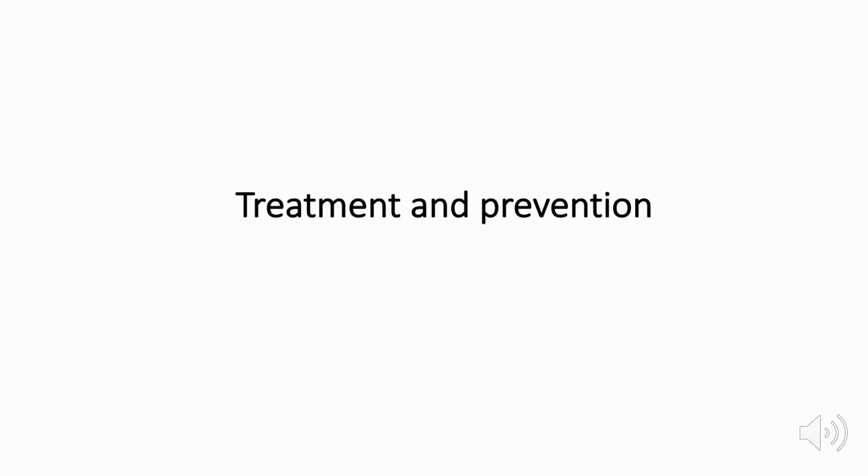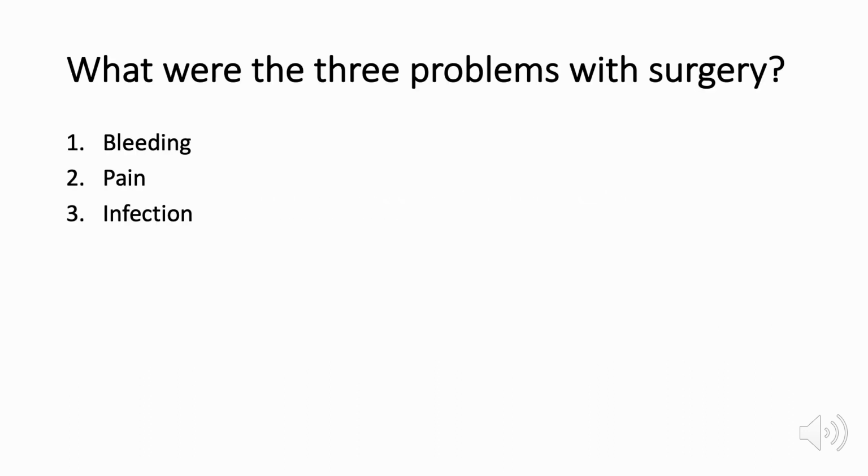Right, we're now going to move on to treatment and prevention. So we're going to start off with surgery. Now, before the 19th century, there were three main problems with surgery: bleeding, pain, and infection. In the 19th century, in this period that we're looking at, the second and third problems are dealt with. Okay, so there are solutions to pain and solutions to infection. Bleeding, the solution to that comes at the start of the 20th century.